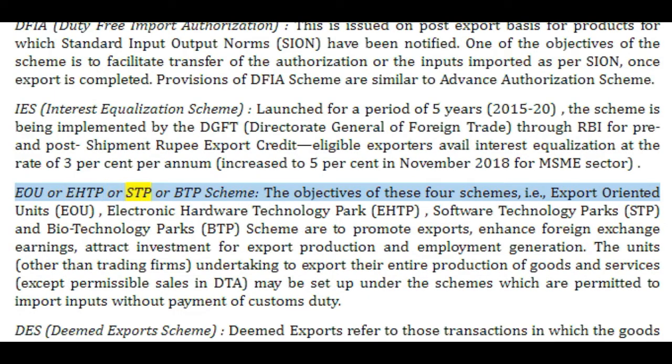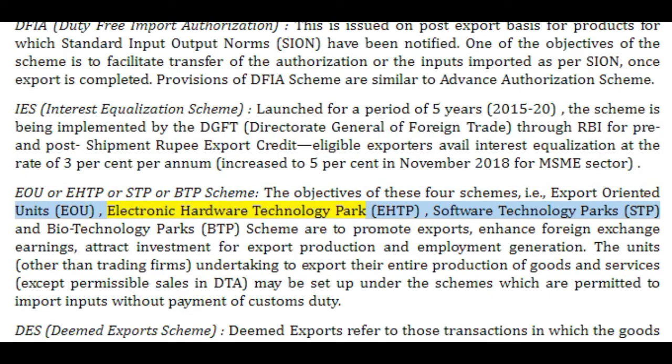EOU, EHTP, STP or BTP scheme. The objectives of these 4 schemes, i.e., Export-Oriented Units, EOU, Electronic Hardware Technology Park, EHTP, Software Technology Parks, STP, and Biotechnology Parks, BTP, are to promote exports, enhance foreign exchange earnings, attract investment for export production and employment generation. The units, other than trading firms, undertaking to export their entire production of goods and services, except permissible sales in DTA, may be set up under the schemes, which are permitted to import inputs without payment of customs duty.